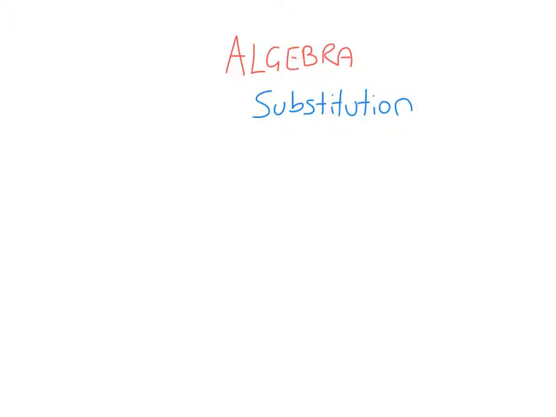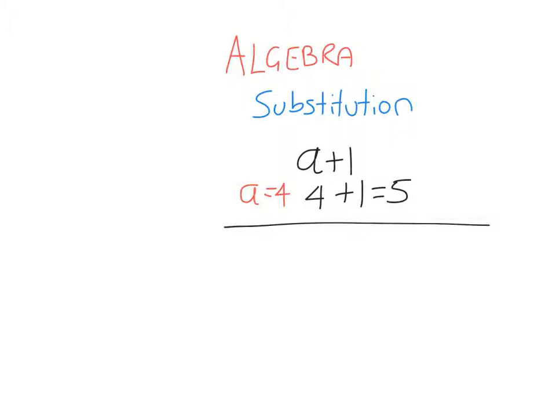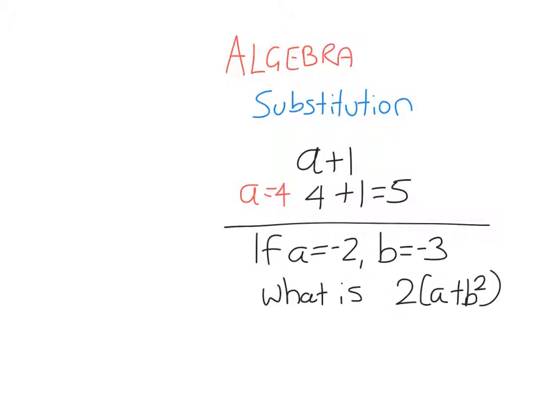So let's say, for example, I have a plus 1. If I tell you that a equals 4, I can substitute it into the expression. So a plus 1 is an expression, and I can change a to be 4, because that's what the question's telling me. So a plus 1 would just be 5. How easy is that? Let's look at a more complicated example. Now we're looking at two pronumerals. A and B are pronumerals.